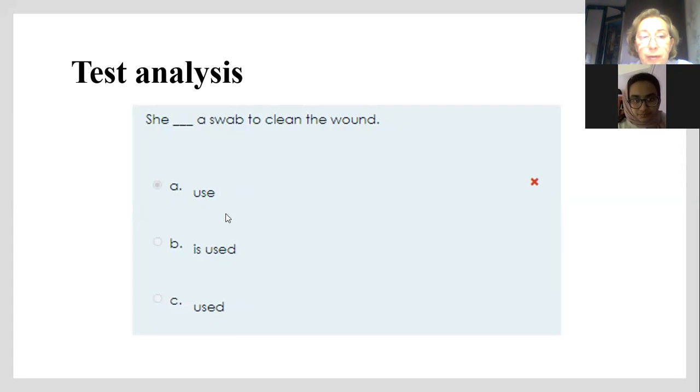here is the example of active and passive voice. We should differentiate between them. She used a swab to clean the wound. This is active voice, so we can't use is used. We should use the active voice. But I see that a student chooses uses, because this is present simple. But if it is present simple, we should add s. She uses. So there is no s. That is why we choose the past simple, used.